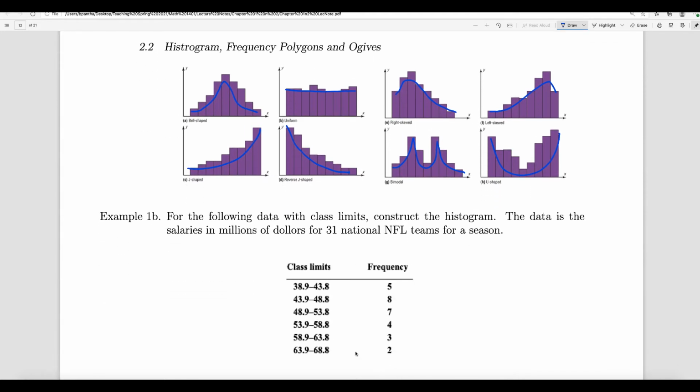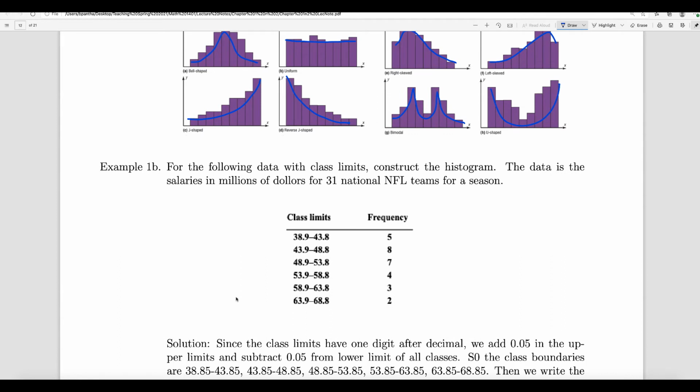All right. So for the following data with class limits, construct a histogram. That's another example. The data is the salaries in millions of dollars of 31 NFL teams per season. So the class limits: 38.9 million through 43.8 million, there are 5 teams. 43.9 million through 48.8 million, 8 teams, and so on. These class limits are given in limit form, because there is a gap between them. One ended at 43.8 and the next one starts at 43.9, so there is a gap. So this is the class limit, right?